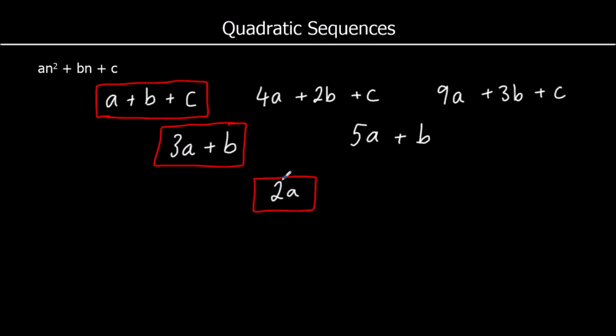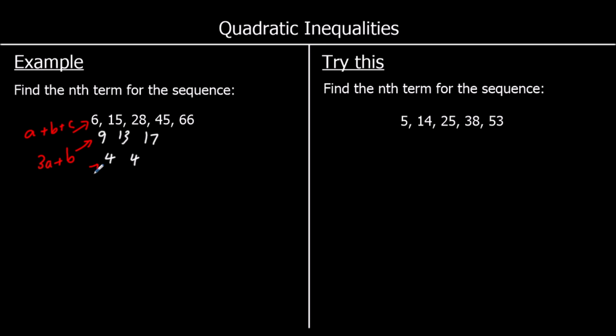And the second difference is 2a. So we can form equations here. So we can say 2a is equal to 4. So we're going to find what a is, what b is, and what c is, and we'll find the nth term. So 2a is 4. If 2a is equal to 4, what is a? Well, divide both sides by 2, and we get a is equal to 2. So we've got 2n squared.